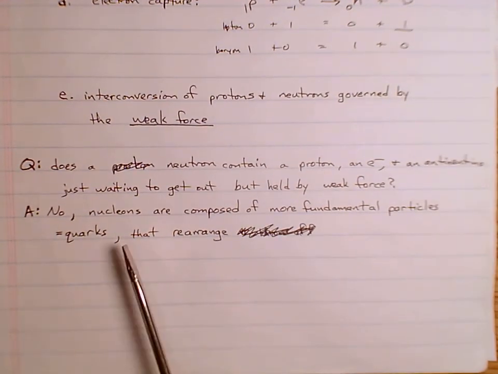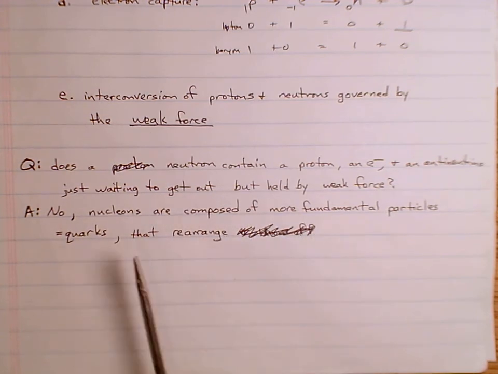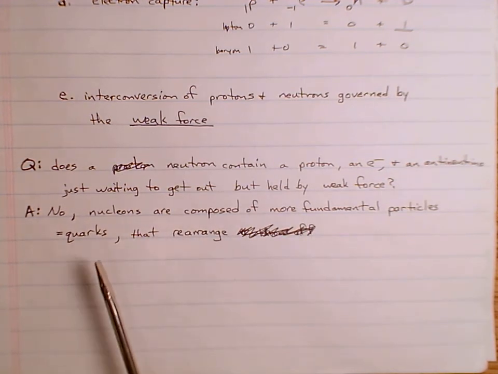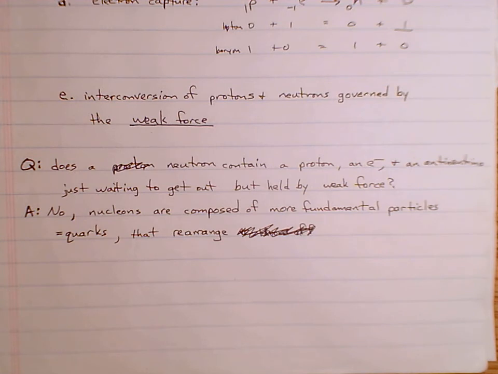All right. These nucleons, protons and neutrons, are actually made of more fundamental particles called quarks. And when quarks rearrange, they form and give off the beta particles and the neutrinos. All right, so that's it for this section. We will continue on by looking at how we can get energy from nuclear reactions, the good and the bad.